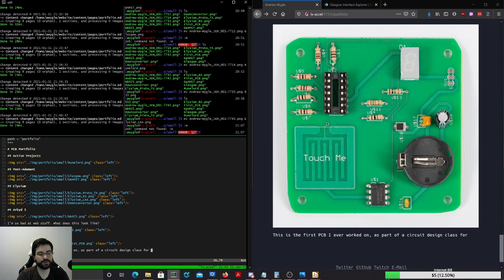All right, so this is the first PCB I ever worked on as part of a circuit design class for my degree. Crowd Supply is growing their social outreach.